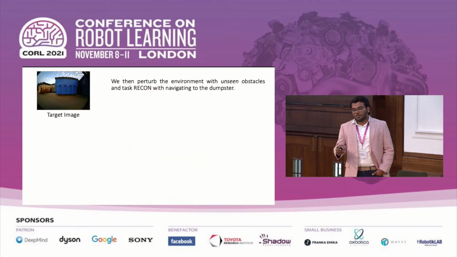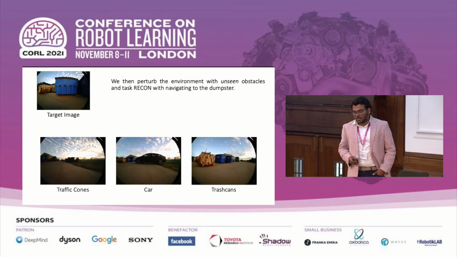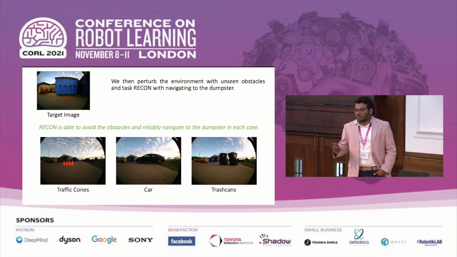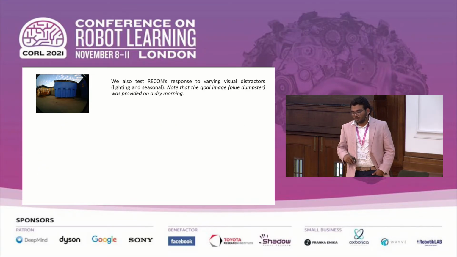We then perturb the environment with unseen obstacles. To be specific, these are obstacles that it's never seen in the training data at all, like a car, some traffic cones, and trash cans. We see that Recon can demonstrate reactive avoidance in the presence of these obstacles and still successfully reach the goal.